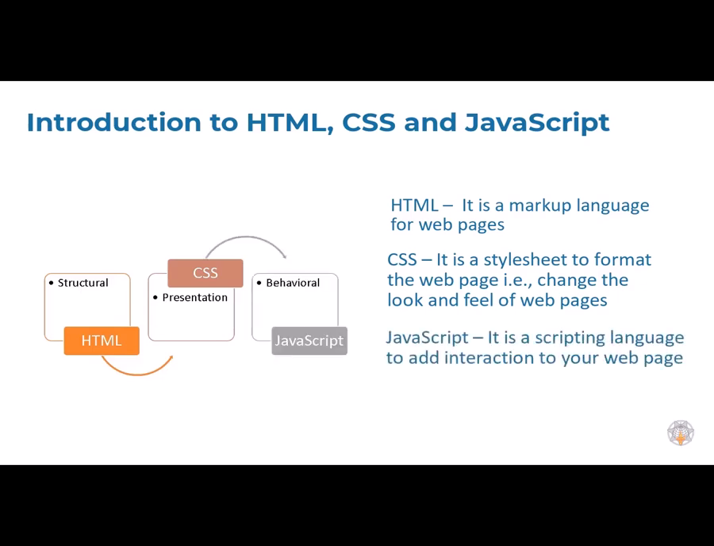JavaScript is used to add behavior to the web page. For example, what should happen when a user clicks a button, or we can add some code for mouse clicks, mouse overs, and any other events on the web page. This interaction is added via JavaScript.